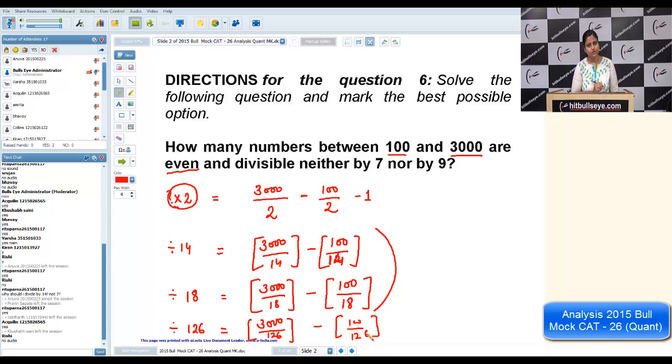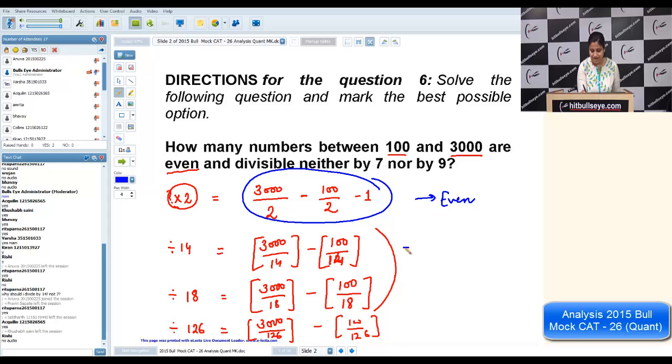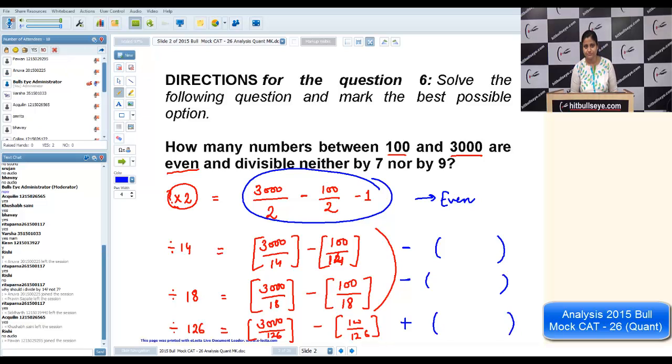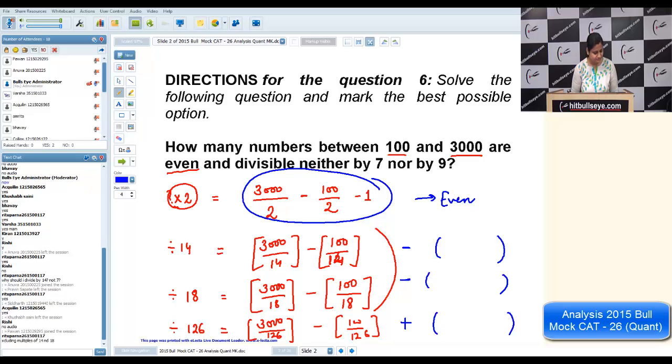Its gent. Now, what is the answer in this case? The answer will be, these are all even numbers. Out of these even numbers, we don't want multiples of 7 and 9. So we will subtract these two things. We will add the last category. Why so? Because we have subtracted the multiples of 126 two times. That's why we are adding once. Are you getting me now?